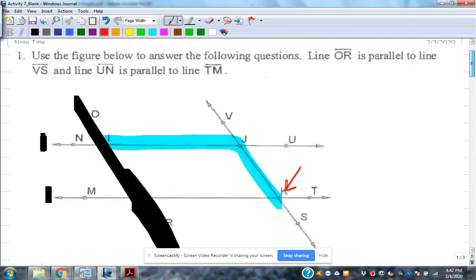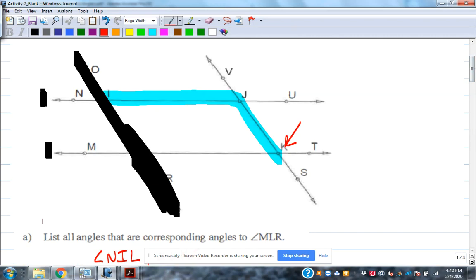Again, you've got to cover up the line that you're not using. Alternate or opposite interior means you're in between the parallel lines and you're on the opposite side, but you can't be touching it. You're not adjacent, which is the geometric word for that. Adjacent means touching or right beside. So you've got to flip sides and go away from it.